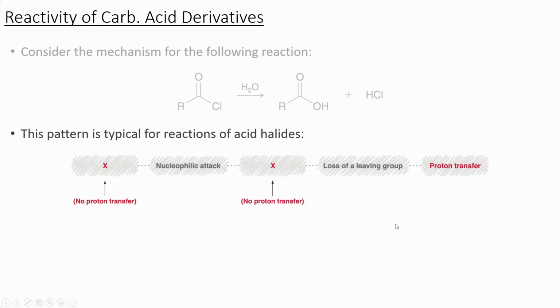So for the reaction of acid halides, we'll undergo this typical pattern. We don't have a proton transfer necessary in the first step, nor in the step before the loss of the leaving group. So this reaction mechanism will be a bit simplified with just a nucleophilic attack, a loss of the leaving group, followed by a proton transfer.